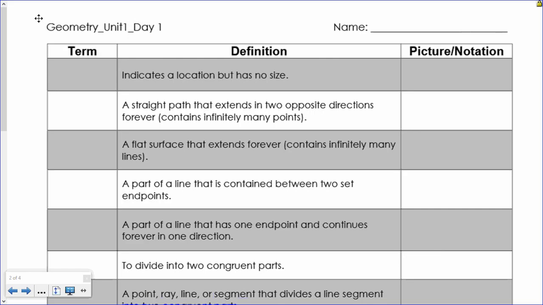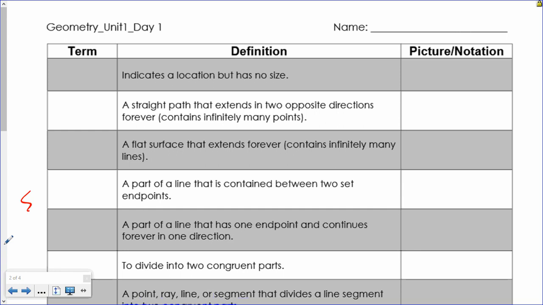All right. So the way that this is going to work, we have a table of words. I can't show you, but you guys can see in your notes. We're just going to match the word to the definition and then draw a picture and talk about some notation if it applies.